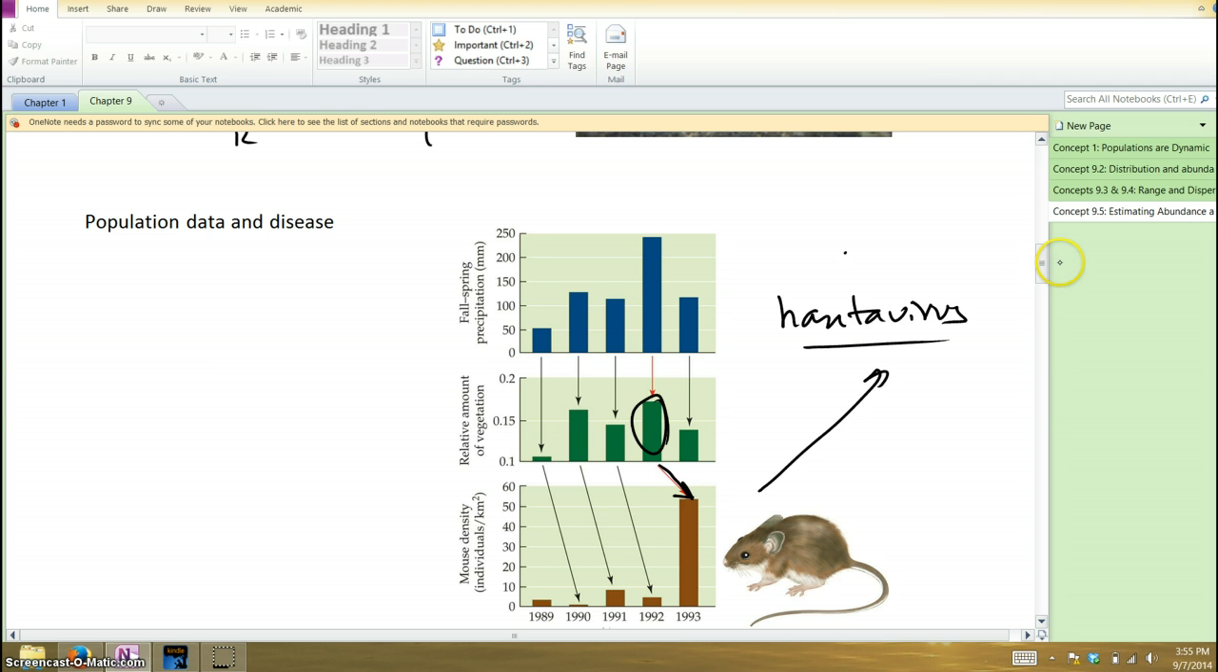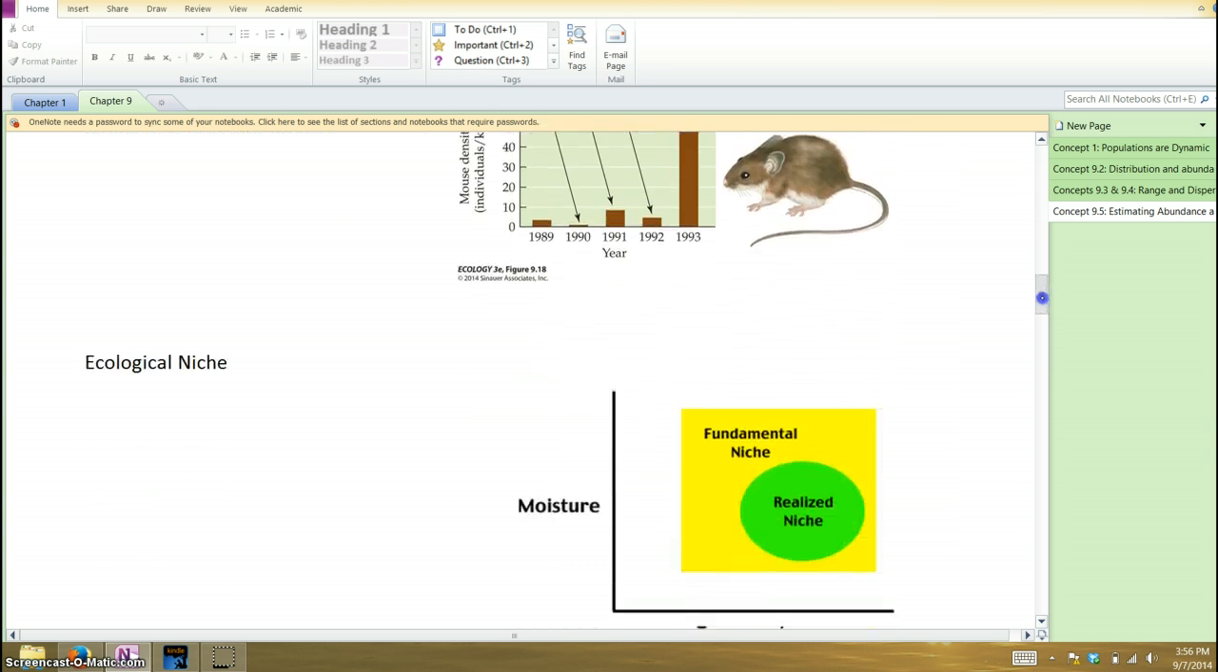Now, I'll leave it for you to think. What do you think would happen in the next year, though, once you have this large population of mice? Would it continue to stay that large, or might it shrink down some?